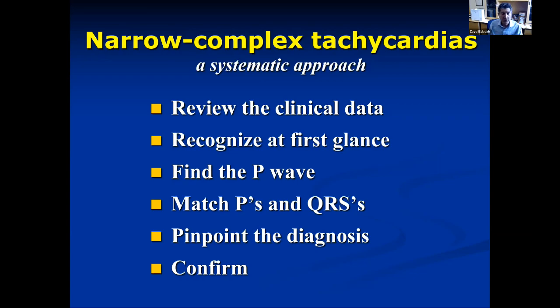There are some ECG patterns that can be recognized at first glance. When they can't be immediately understood or recognized, the next thing I always search for is the P wave. We joke that even an orthopedic surgeon can find the QRS, but a P wave takes a little bit more looking, and sometimes it's very hard to find a P wave. Sometimes there isn't a P wave, and that's very helpful information too. When you do find what you think is a P wave, try to match the P's and QRS's to understand the relationship or lack of relationship. Then you can pinpoint the diagnosis, confirm it, and go from there.